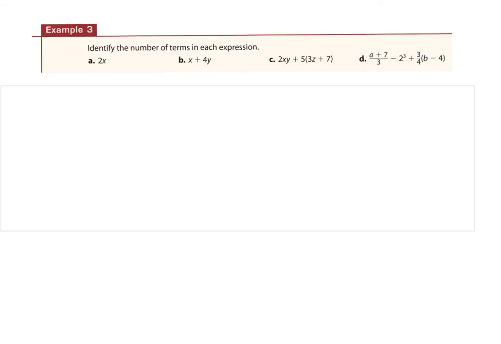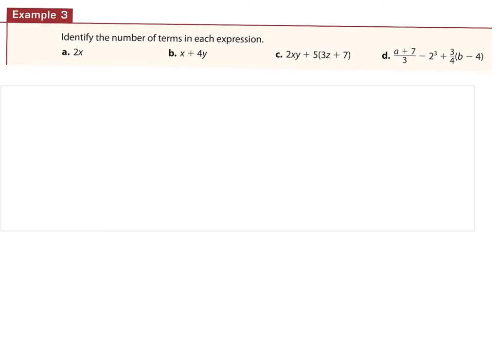So when we're talking about the number of terms, we're talking about polynomial type things, or addition and subtraction of different terms. Couple things about terms. One, they can be multiplying, dividing, but you don't count them separately if they're grouped. So the first one's easy. Obviously, that just has one term in it, 2x. 2x is just one term.